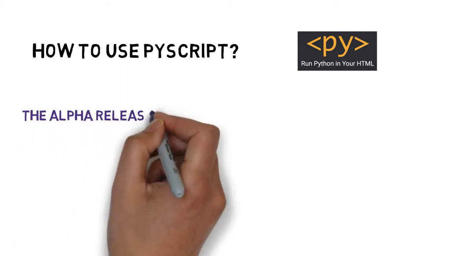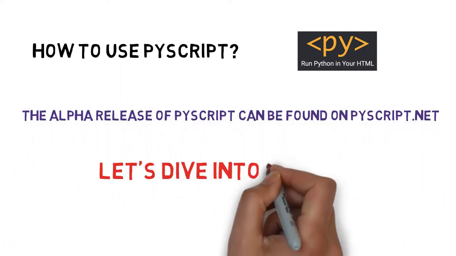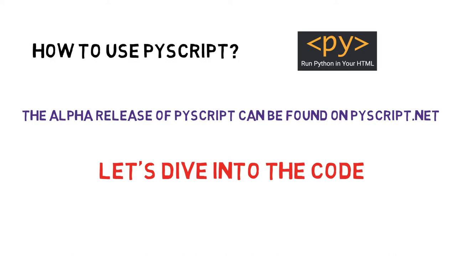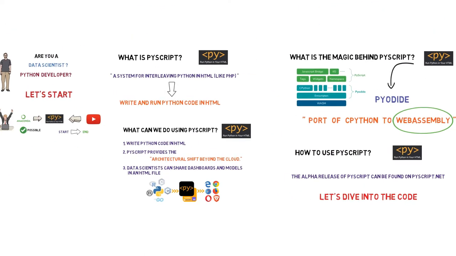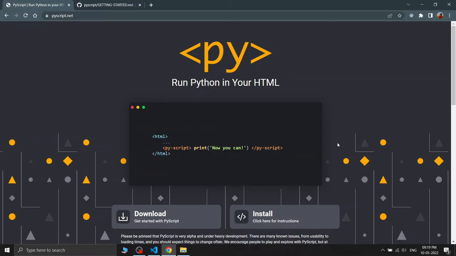How to use PyScript? The alpha release of PyScript can be found on pyscript.net. So let's dive into the coding part and code PyScript for real. So let's start. I am on the official website of PyScript, which is pyscript.net, and here you can see there are two options for using PyScript.